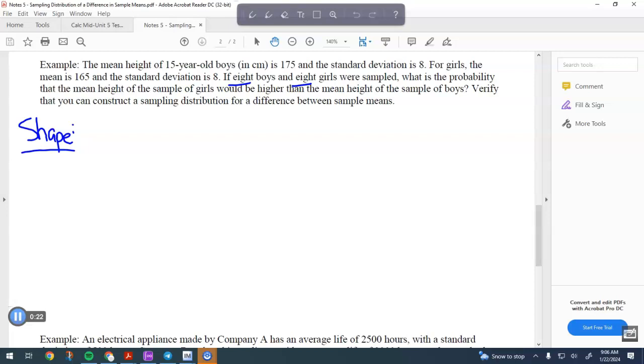They explicitly state that the population is normal. Did they do that? Kind of, they gave me a standard. No, I would say they didn't. So we're going to have to say we assume both populations are normal. They didn't really tell.